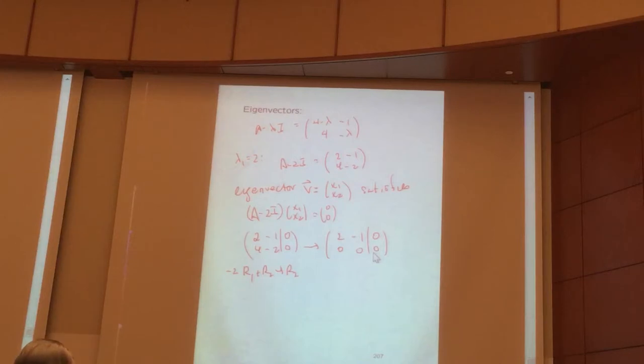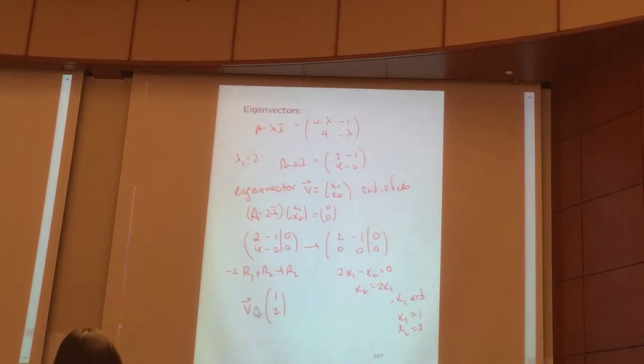Okay, so what does this say? This says 2x1 minus x2 is 0. It says x2 is 2x1. x1 is arbitrary, I'll put x1 equal to 1. So x2 is 2, and we get the vector 1, 2. That's it, right? We're done.